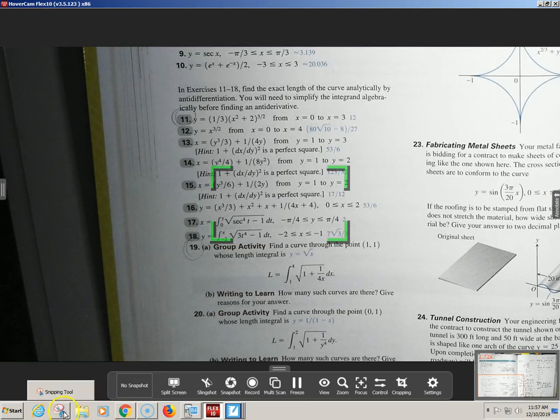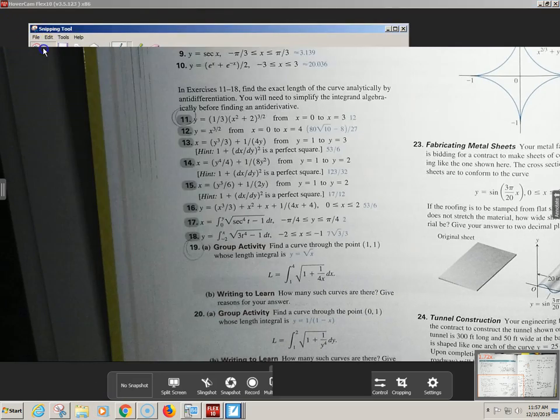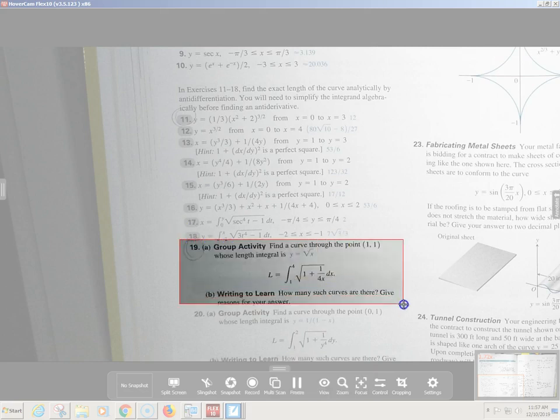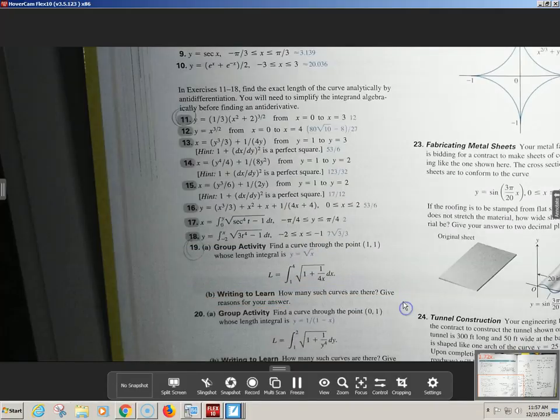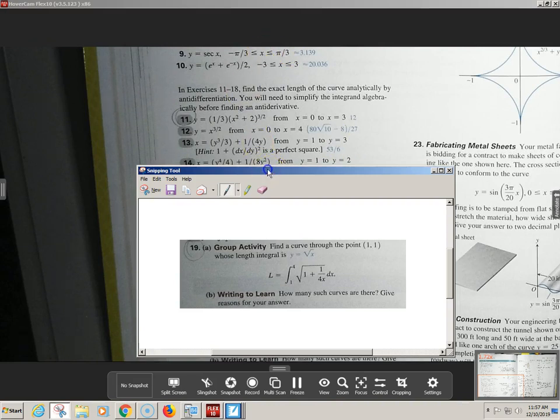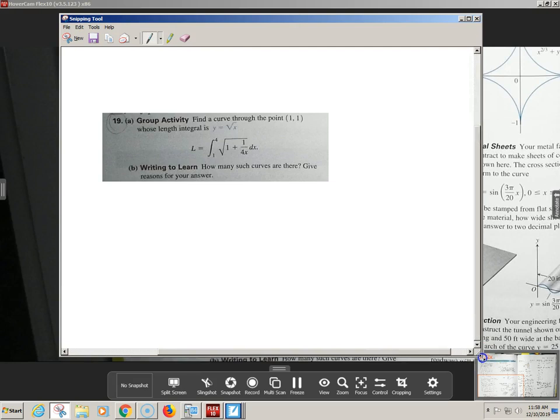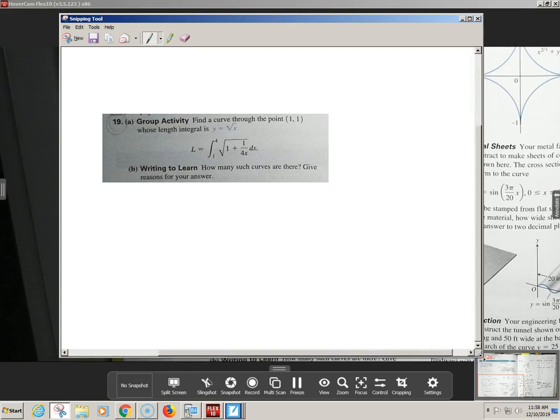There's a group activity where they want you to find a curve through. Ooh! Is this kind of like a going backwards problem? It gives you a function for the arc length and says, hey, this is an expression for the arc length. Where did it come from? What was my function? Great question. Super interesting. I liked it, which is why I picked it, obviously. Find a curve through the point. Does anybody see this as my initial condition?